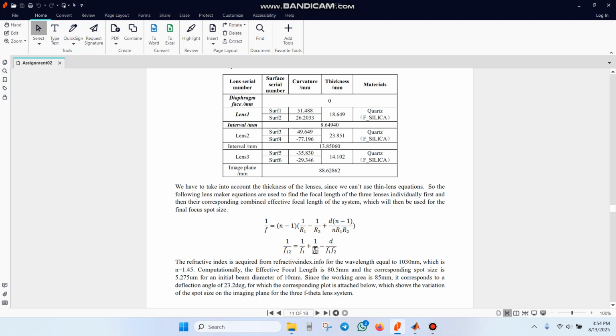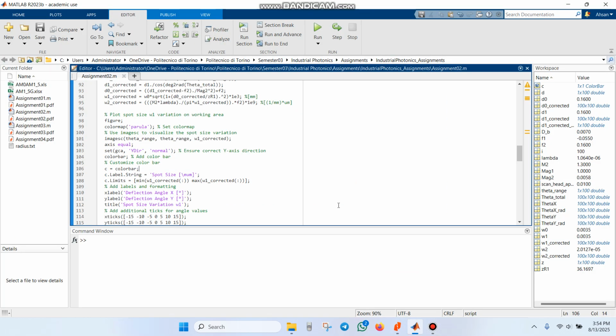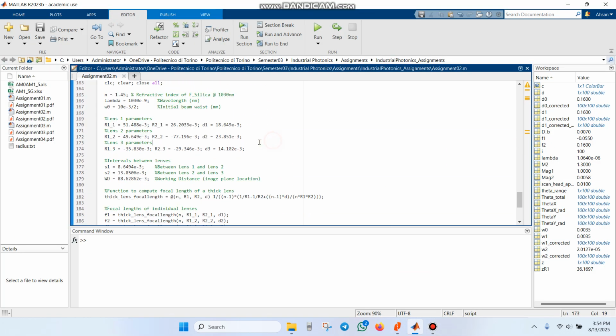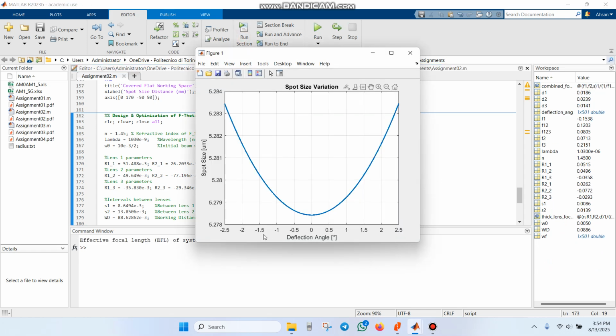And this is basically the formula, or the relation, that we employed in order to find the final focal length of the entire system. And if we plot this here in the last part using Zemax, you can see that as we move away from the initial center of the working space, the spot size tends to increase massively, and the spot size is basically minimum in the center.